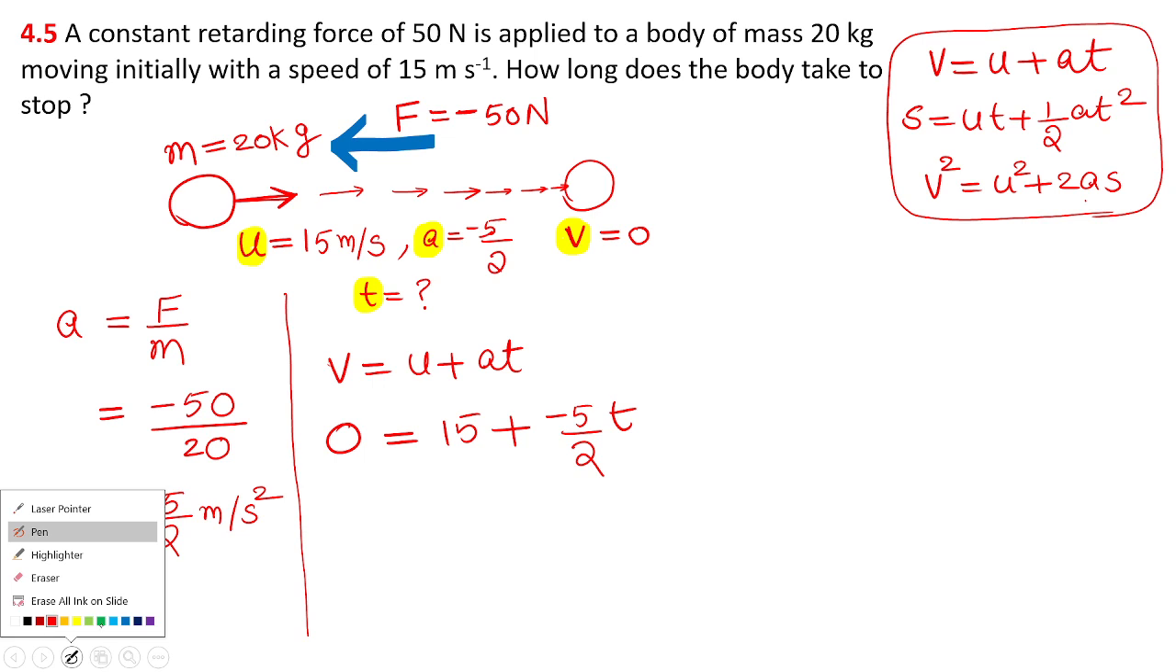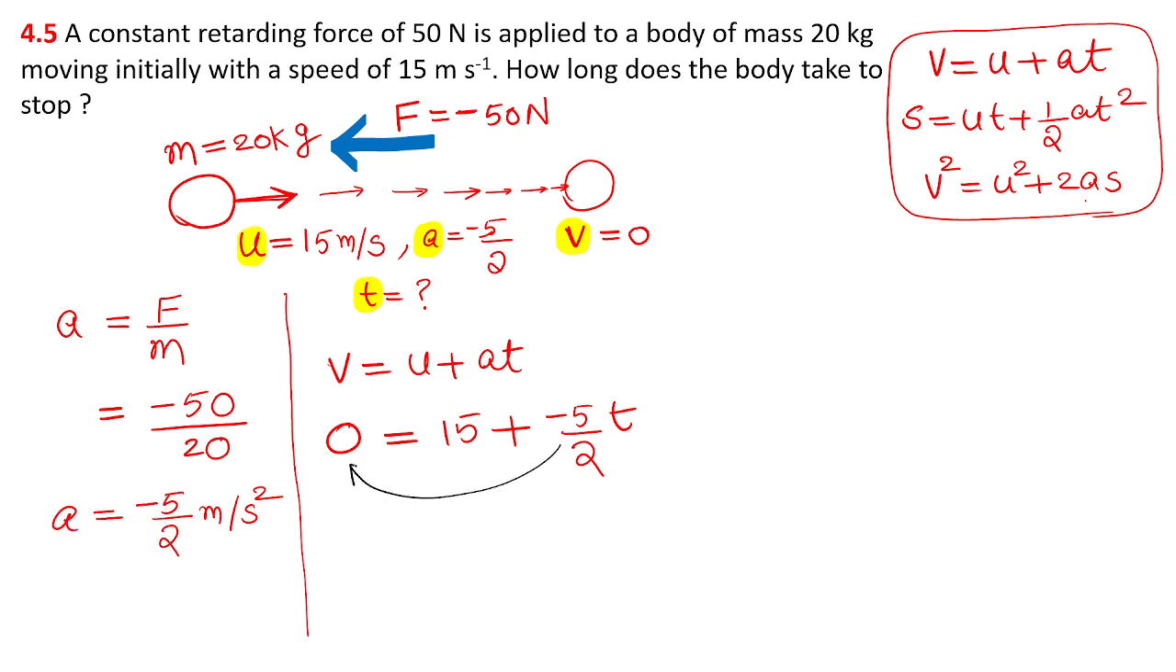Then a rearrangement. Rearrangement means I can take this term to the left hand side. Clear? I can take that term to the left hand side. The simple step becomes 5 by 2 t equal to 15. Is that okay? Clear? Diya, Trisha, understood?